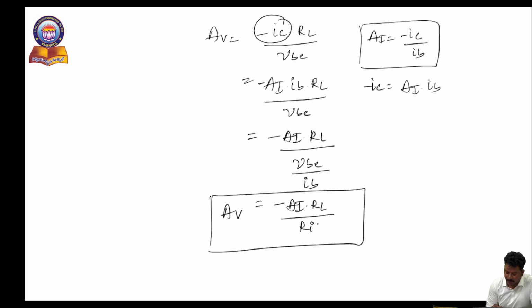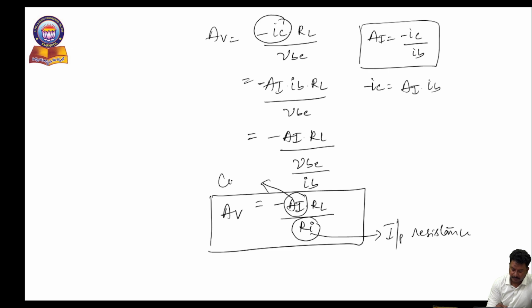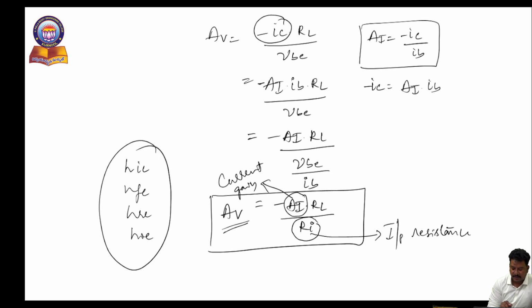In the denominator, R_i is nothing but input resistance, and the numerator A_I is nothing but current gain. So if you have knowledge of the current gain as well as the input resistance, we can easily find the voltage gain. And to get the current gain and input resistance, we require the knowledge of h_ie, h_fe, h_re, and h_oe. This is the interlink between the parameters of the transistor and the parameters of the amplifier.